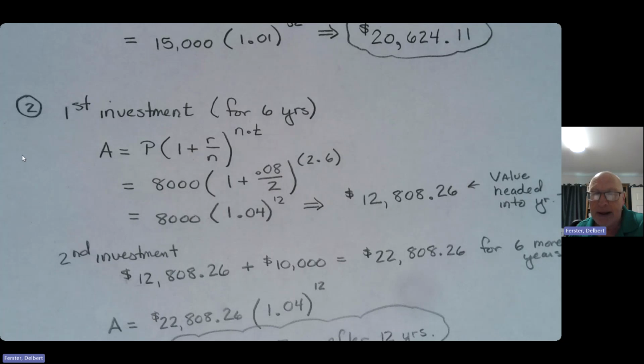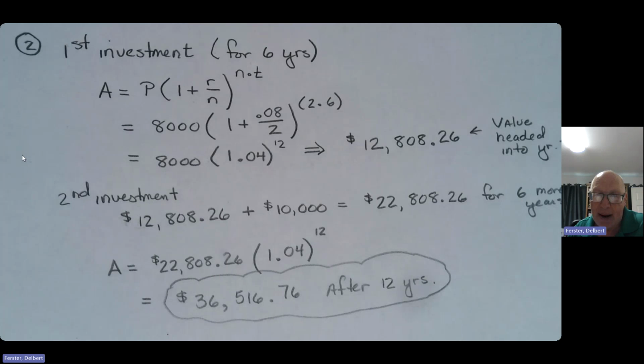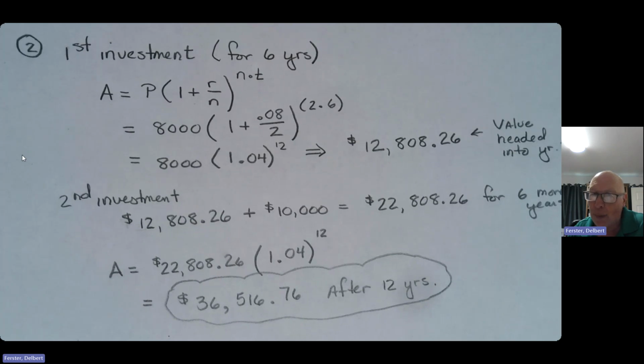And you're going to leave that money ride for 6 more years. So your new investment amount, your new value for P, if you will, is $22,808.26. You're playing with the same interest rates. And again, you're leaving that for 6 more years. So that exponent will still be 2 times 6. There's the 24 for your power.